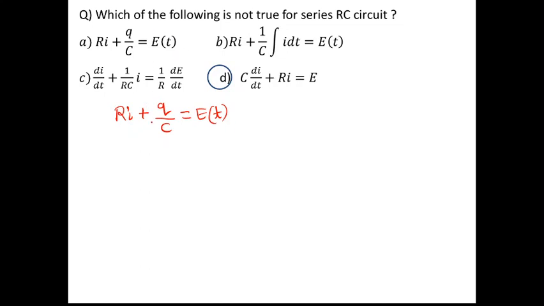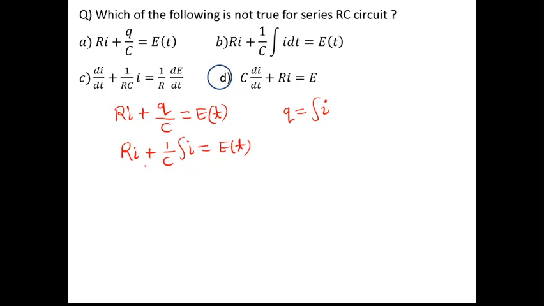Now further, we know that Q is nothing but the integration of I, right? Charge is the integration of the current. If I use this, it will be nothing but 1 by C times the integration of I is equal to E of t. That is given in option number B. So option B is also true. We have to find out here which one is not correct.